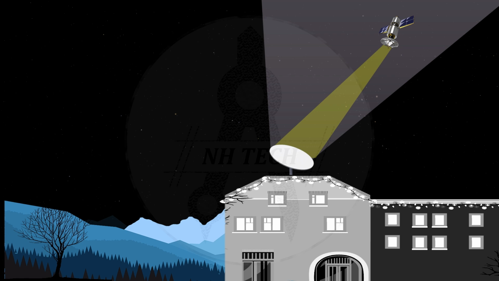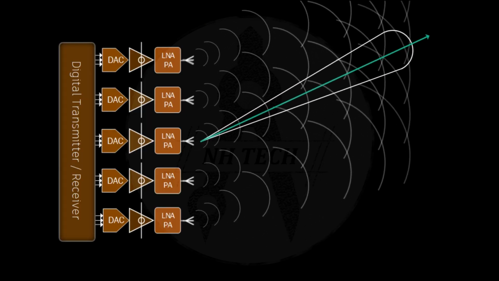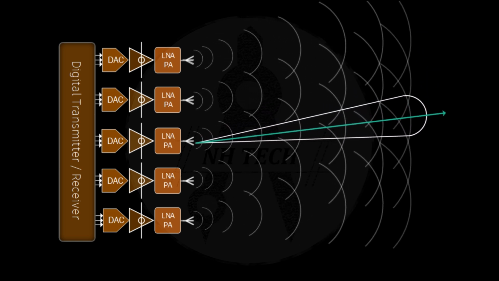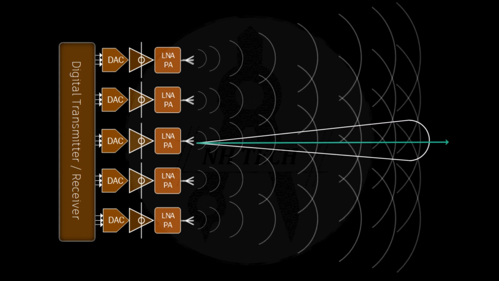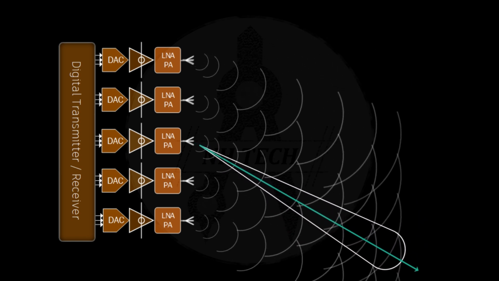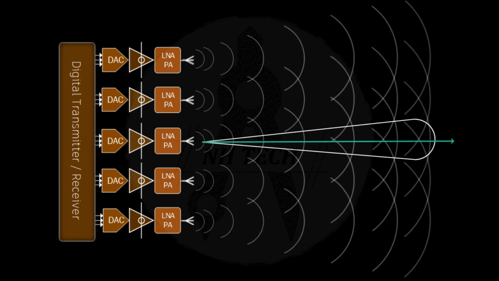A phased array antenna works very differently from a traditional dish antenna. Instead of using one large radiating element that must physically rotate to point toward a satellite, a phased array consists of many small antenna elements arranged in a line or a two-dimensional grid. Each element transmits or receives the same signal, but with a carefully controlled phase shift. These phase shifts cause the signals to combine constructively in one direction while cancelling in others. By simply adjusting the phase of each element, the antenna can electronically steer its beam without moving any mechanical parts.